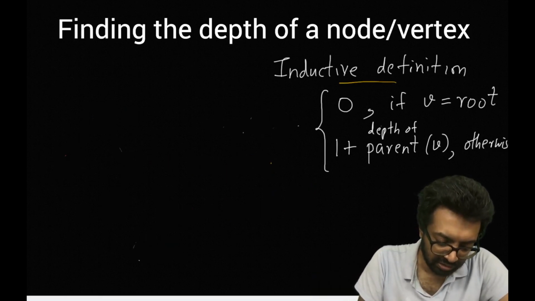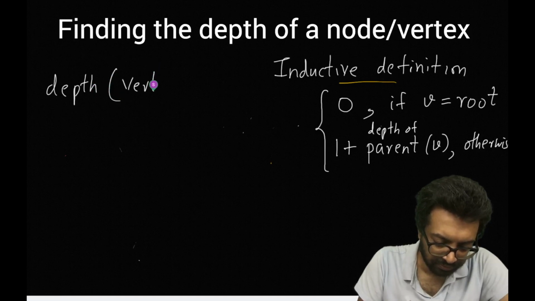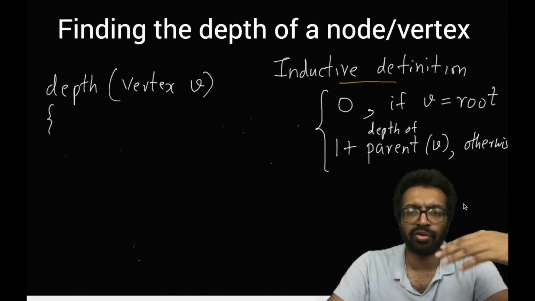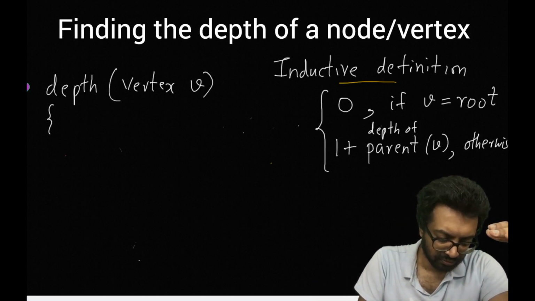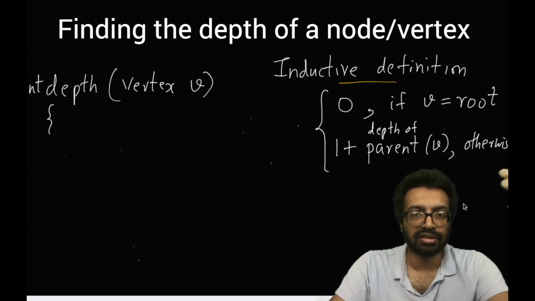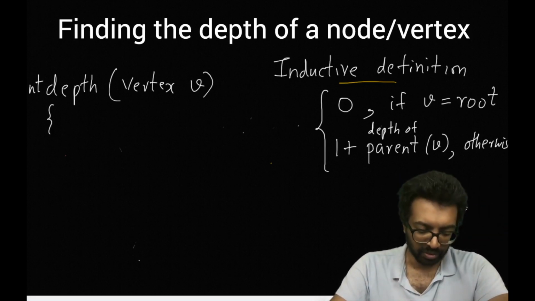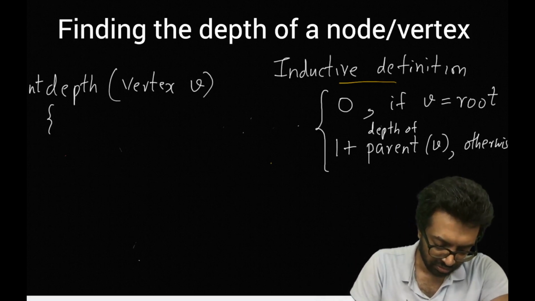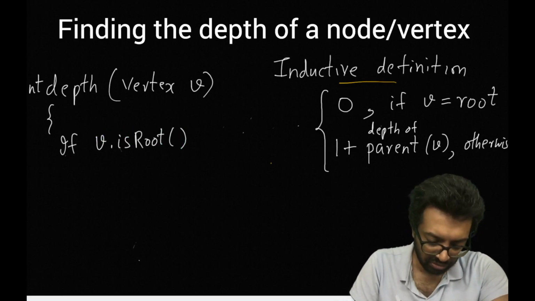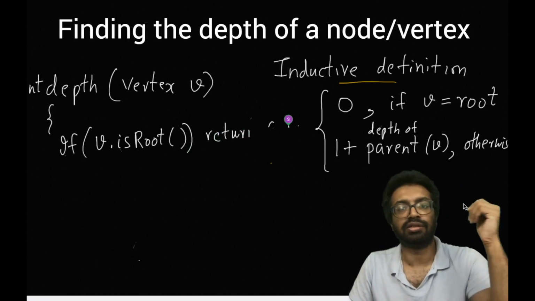The depth of a node V. What is the depth of a vertex V? The way we have written recursive functions is that we first write the base case. It's not required that you write the base case first, but that's the best practice we are going to follow. So what is the base case? The base case is if V is a root node. If V is a root node, what do you do? Return 0. Clearly, this is correct.